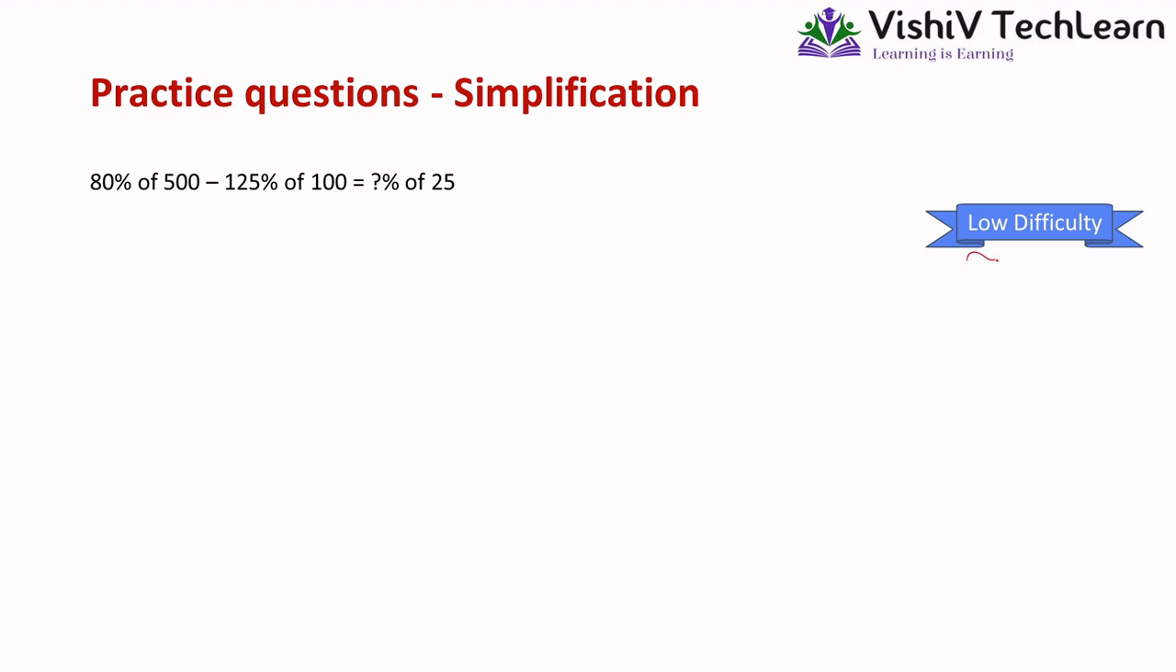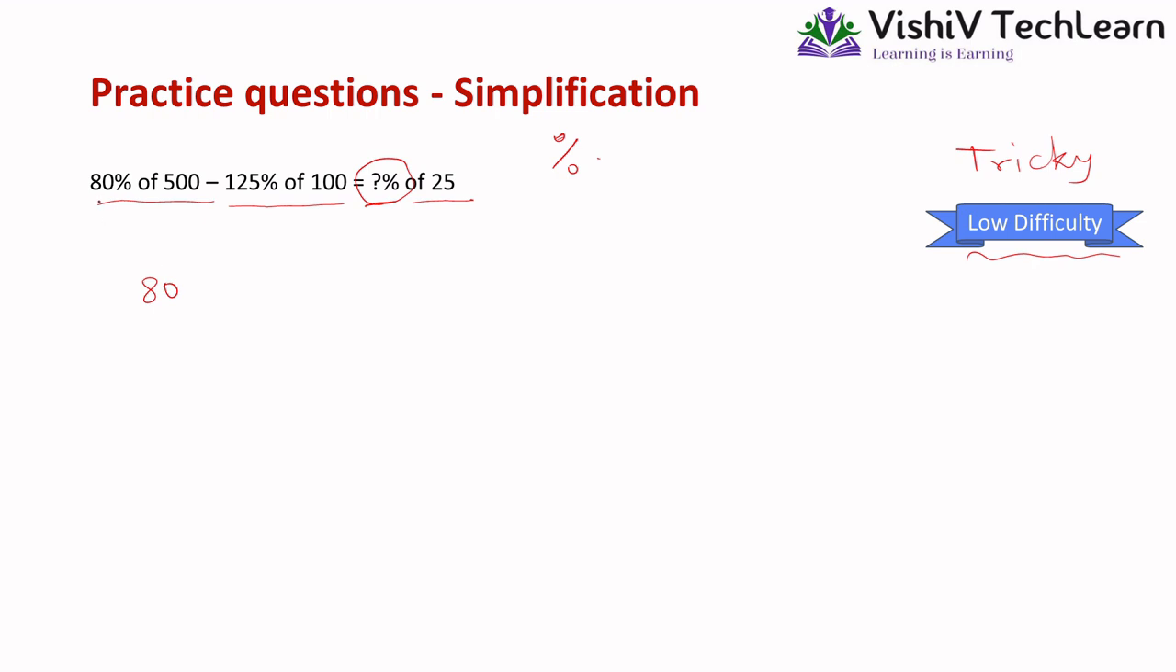Now again this question is of low difficulty level. The question is: 80% of 500 minus 125% of 100 is equals to question mark percent of 25. So this question is a little bit tricky. If you don't understand the concept of percentage, then it will be difficult for you. Okay, so here the term question mark percent is given. Now let's deal with this.